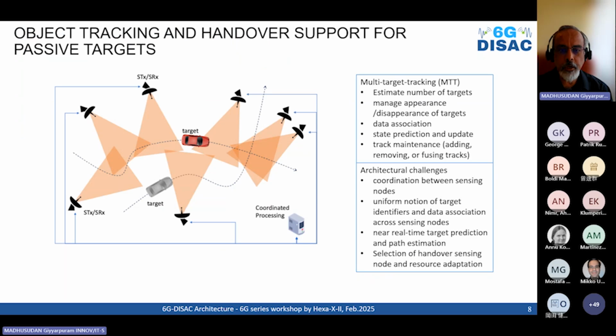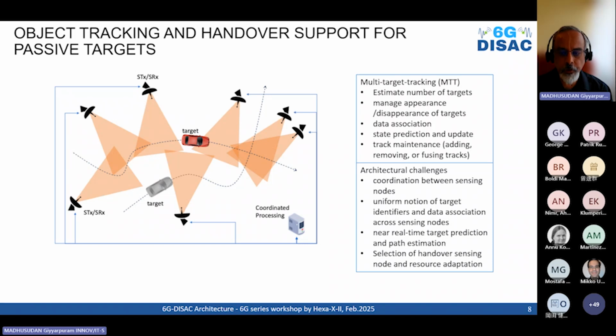So for object tracking and handover, there are multiple sensing nodes, as you can see, the STX and SRX, that's the sensing transmitter and receiver, which are distributed around an area, and the target is moving. We are talking about multi-target tracking here, so we have to estimate the number of targets, manage the appearance and disappearance of objects, track maintenance, and so on. And this is a whole bunch of challenges, because this is the coordination between different sensing nodes that needs to happen.